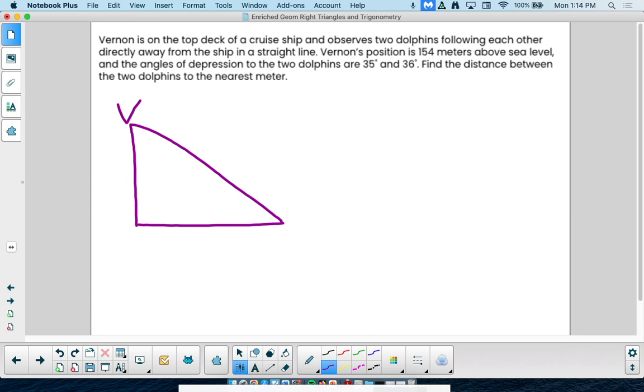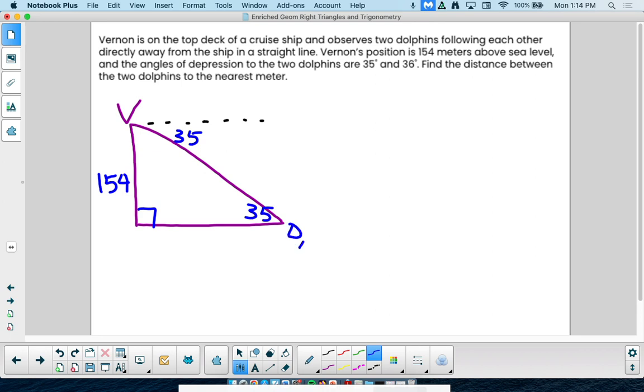Let's see here. It says Vernon's position is 154 meters above sea level. Where's 154 going to go? Yeah, the vertical, right? So let's put 154 here. And it says the two angles of depression are 35 degrees and 36. So remember, those are outside your triangle, right? So he's looking down and right here is 35. So where would that be in your triangle? Right here, right? The bottom. So that's to our first dolphin.